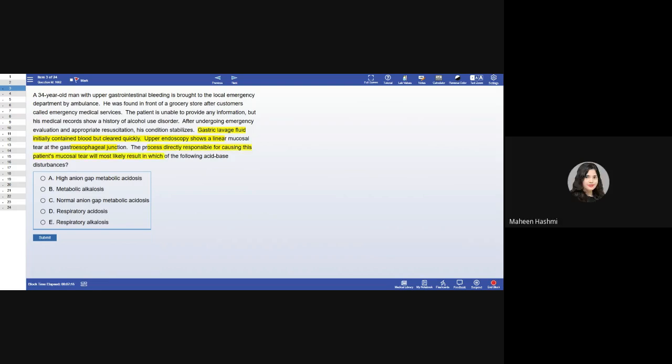The process directly responsible for causing this patient's mucosal tear will most likely result in which of the following acid-base disturbances? If you see tears, what does it mean? It's caused by forceful vomiting or retching. Exactly. So excessive vomiting will most likely lead to metabolic alkalosis.